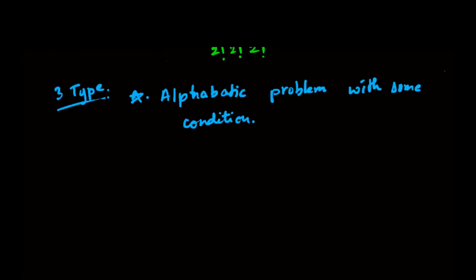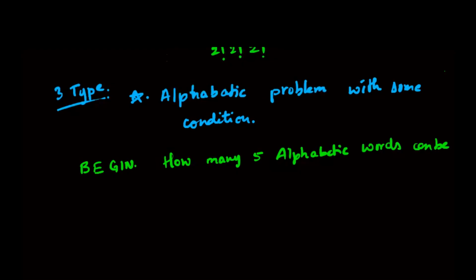So the first thing is, let's consider this word BEGIN. And I'm saying, how many 5 alphabetic words can be formed? Condition 1 is if vowels are together. This is the first condition.